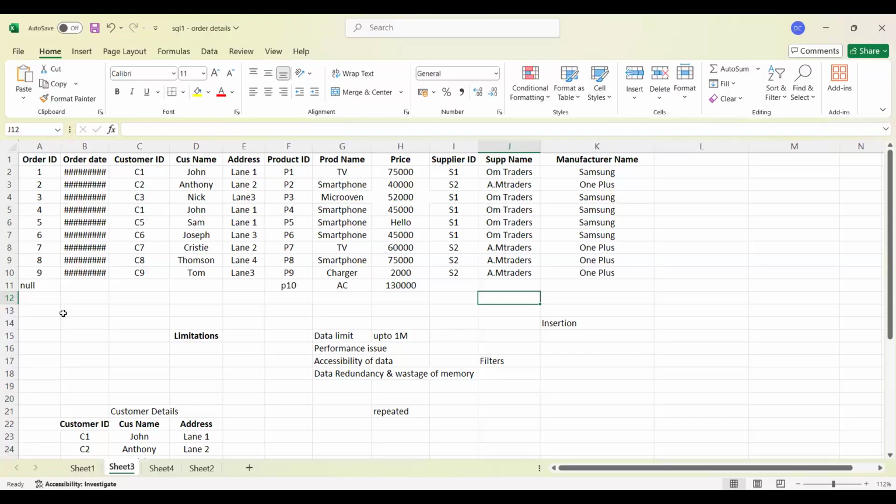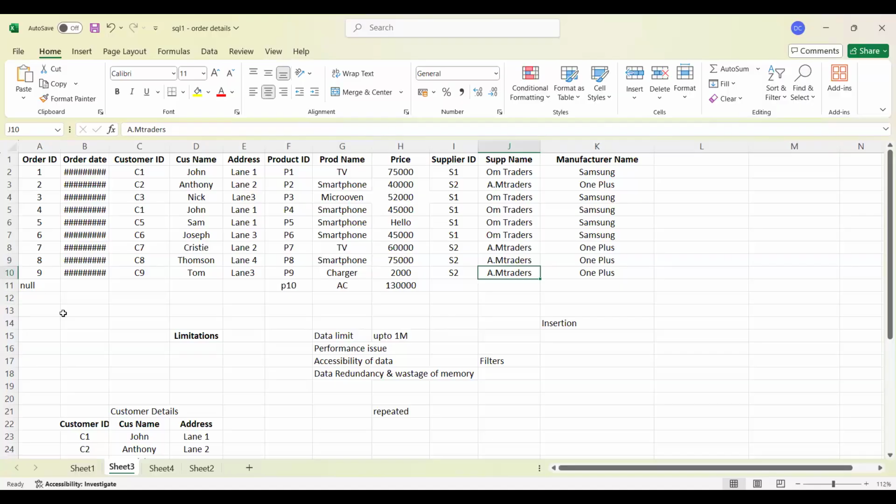Maybe that supplier will also use the same product, and to show that supplier ID uniquely, I cannot enter the details there, right? Did you get my point?